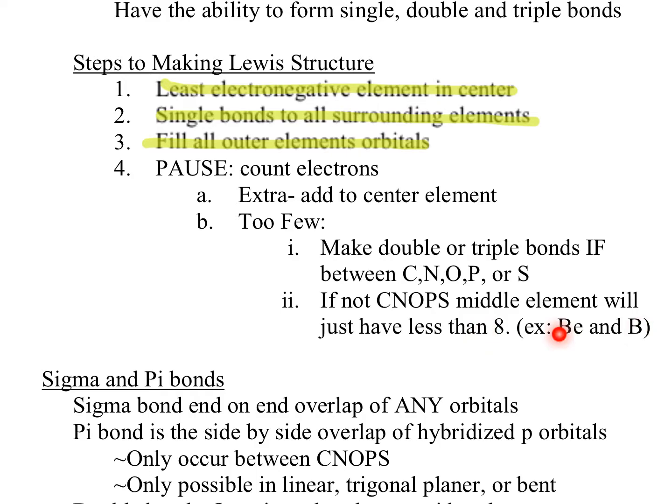Many times beryllium only gets 4 electrons around it and boron only gets 6. Because neither one of these are capable of forming doubles or triples, and the more electronegative ones will take all of the electrons and fill their outer shells before these two are able to satisfy theirs.